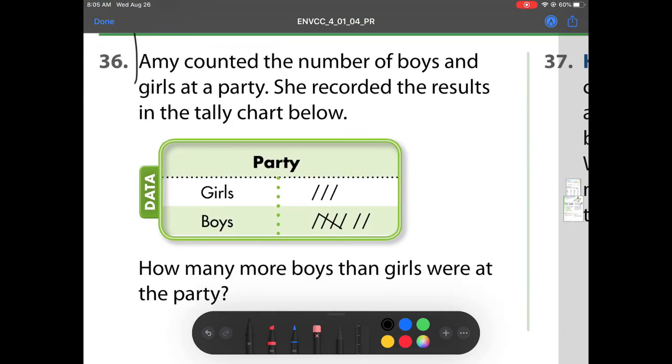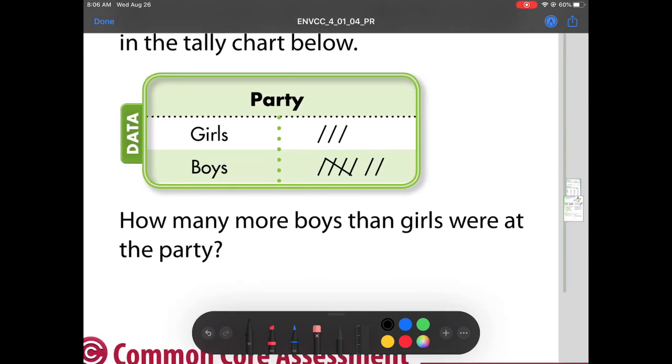Number 36. Amy counted the number of boys and girls at the party. She recorded the results in the tally chart below. How many more boys than girls were at the party? Well, here I see there's 7 boys and 3 girls. So how many more? We would have 7 minus 3 equals 4.